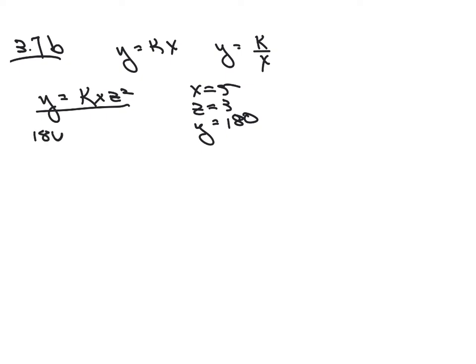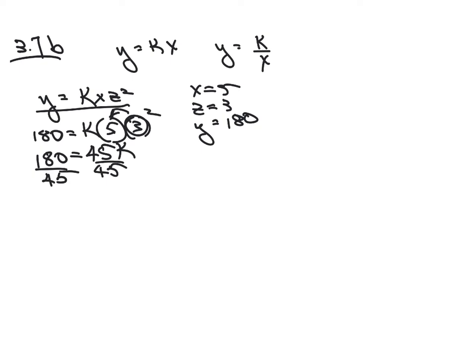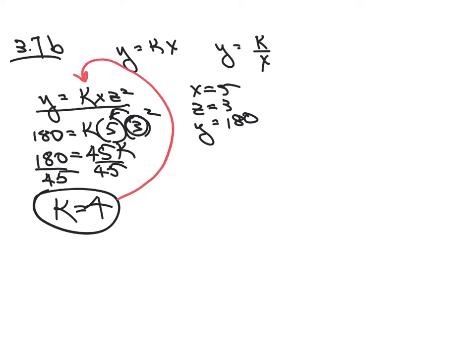They've given me everything I need to find k. So 180 for y equals k times x times z squared. So 180 equals 9 times 5, 45k, since 3 squared is 9, times 5 is 45. Divide by 45, divide by 45, and you get k equals 4. Now that I know that, I can put that into my original equation. Let's write that over here in red: y equals 4xz squared. So I found k.